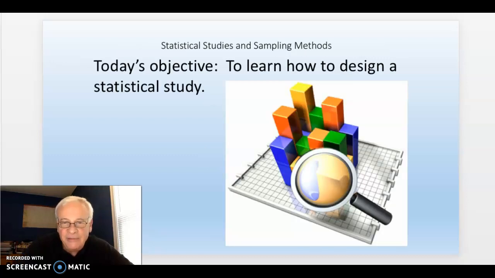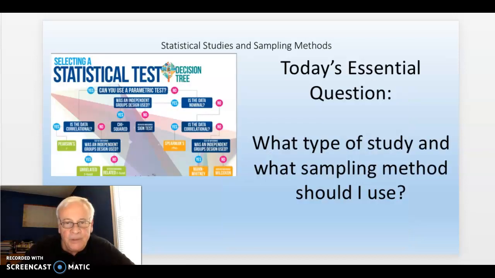Guys, today's objective is to learn how to design a statistical study. You're going to need to know that for the notes assessment. The essential question, again, you need to type this into the assessment: What type of study and what sampling method should I use? In this video, we're going to look at the sampling methods. We're going to look at the studies in the other video.